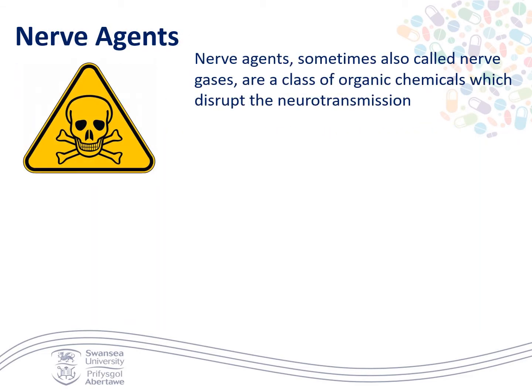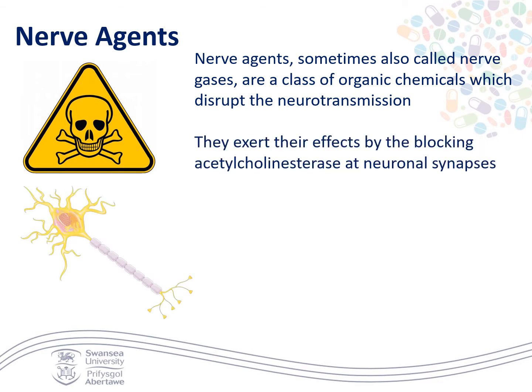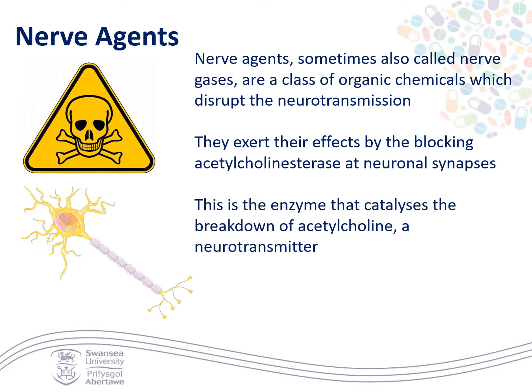So nerve agents themselves, sometimes called nerve gases, are a class of organic chemicals which disrupt neurotransmission, communication of the nerves. And they exert their effects by blocking acetylcholinesterase at the neuronal synapses. And this enzyme is extremely important as it catalyzes the breakdown of acetylcholine, a neurotransmitter. So these nerve agents or nerve gases stop this enzyme from exerting its effect on acetylcholine. So we're going to be looking at what that actually means and what the symptoms are and just how dangerous this really is for the course of today's lecture.